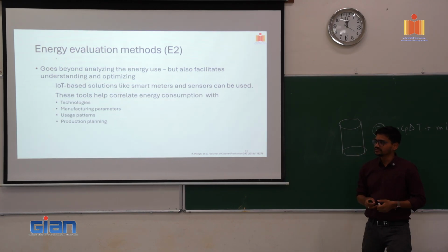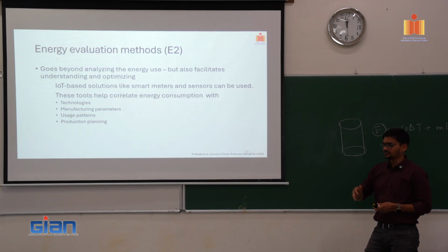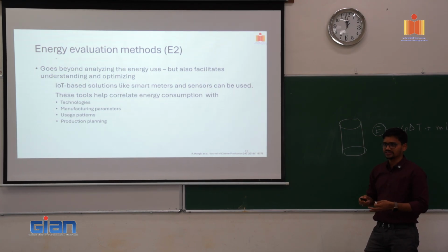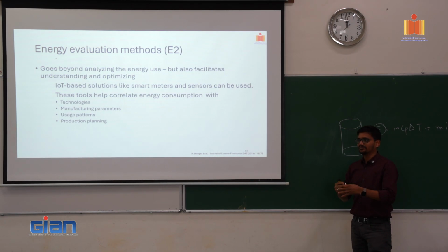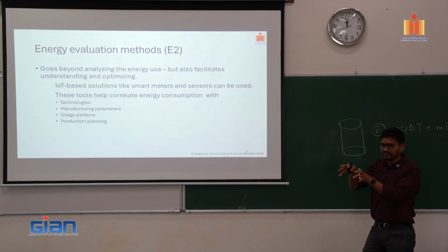One way to do this is to put some sensors. You can put some load cells in the turning machine, and you calculate the force in each of the components. Now, if you know the force in each of the components, you can come up with some mathematical ways to calculate the energy requirement for a given operation. So that is the energy evaluation.